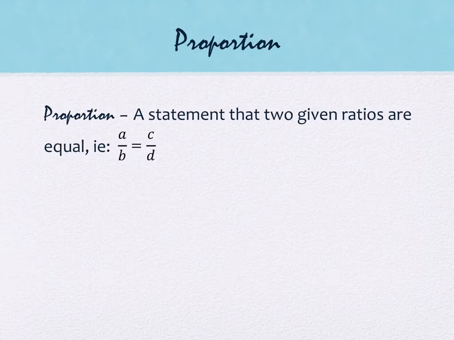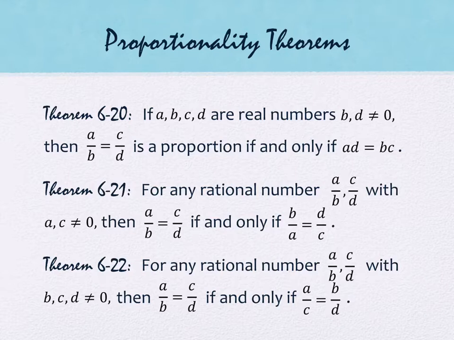And if we have a proportion like this, A over B equals C over D, there are three other equations that hold true. So these are our proportionality theorems. The first one is probably the most familiar. If you cross multiply, this is one way to prove fractions are equal. So if A over B is equal to C over D, it would also be true that A times D is equal to B times C. Okay, we've seen that before in a previous section of our chapter.